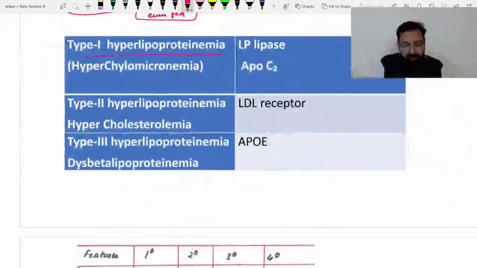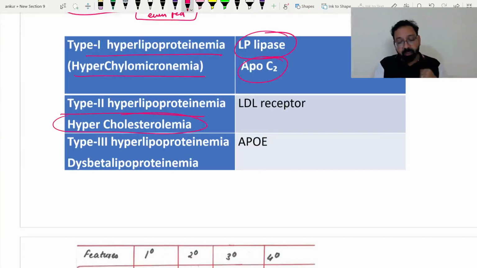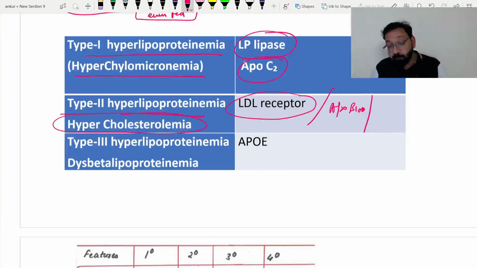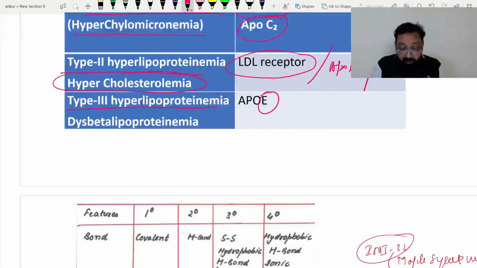Type 1 hyperlipoproteinemia, hyperchylomicronemia. I told you lipoprotein lipase or ApoC2 is defective. Type 2 hyperlipidemia or hypercholesterolemia. LDL receptor may be defective. ApoB100 may be defective. PCSK9 may be defective, gain of function mutation. LDL receptor adapter protein may be defective. Leave that. Type 3 hyperlipidemia, ApoE is defective. Another name is beta lipidemia. I told you in this cholesterol and triglyceride both are increased and there is tuberoeruptive xanthoma, palmar xanthoma.